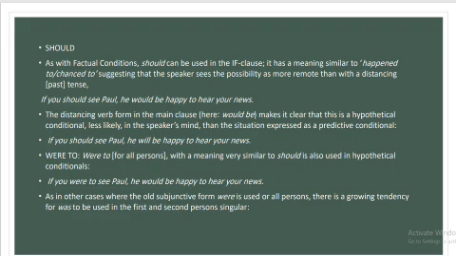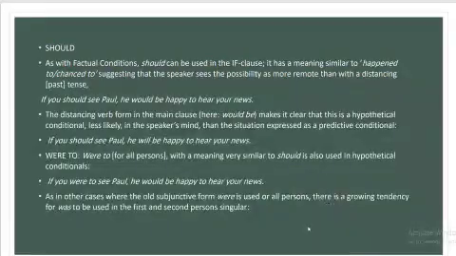Okay, here, I'm going to talk about the meaning of factual. Factual has the same meaning as imaginary or hypothetical. Therefore, they're similar. They are synonyms. Okay, look at the example. If you should see Paul, he would be happy to hear your news.